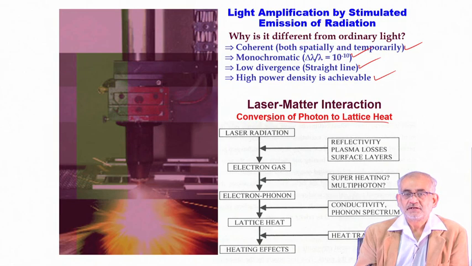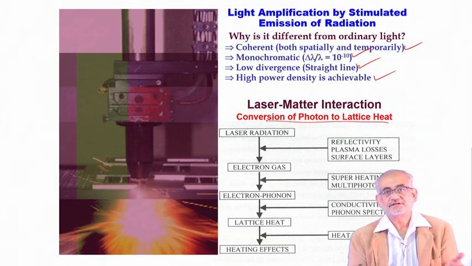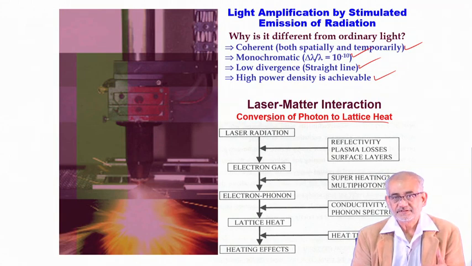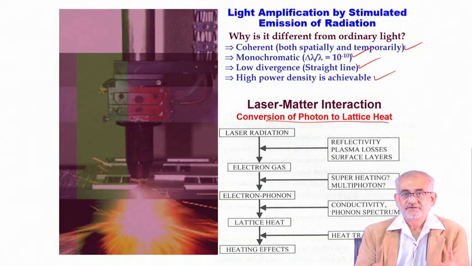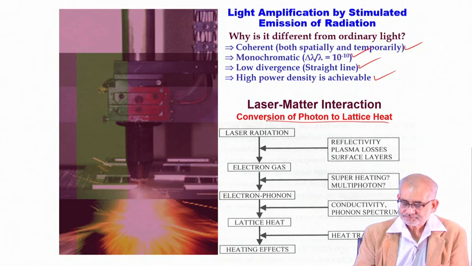So 10.6 micrometer would be the wavelength of CO2 laser, which is fairly on the higher side, whereas 1.06 micrometer would be from Nd-YAG. But in case of excimer or diode, it could be sub-micrometer, so several hundreds of nanometer. And one can actually vary by various kinds of frequency doubling mechanism and so on.